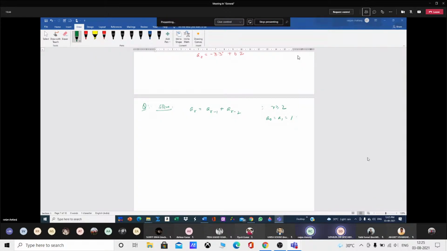Sir, in this case, I'm getting the roots as (1 plus minus root 5) by 2. And a1 plus a2 is equal to 1, and a1 into ((1 plus root 5) by 2) to the power 2 plus a2 into ((1 minus root 5) divided by 2) is equal to 1. These are the two equations. Now solving these two, you will get a1, a2.